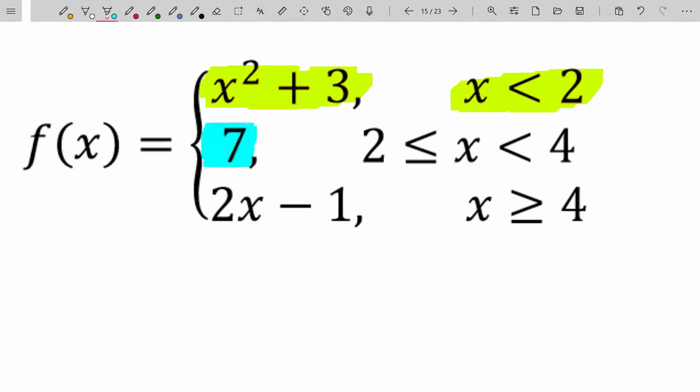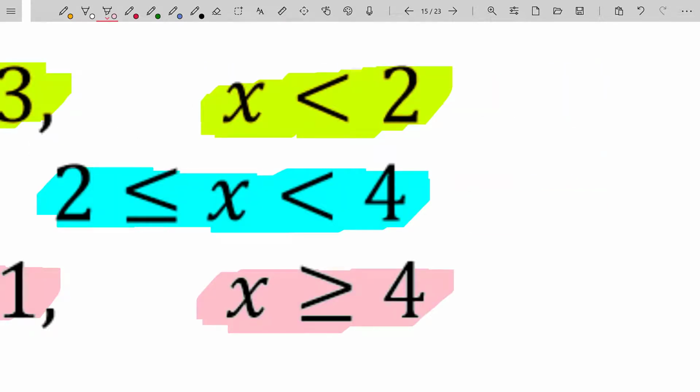F of x will be 7 as long as we're plugging in values of x greater than or equal to 2, but still less than 4. So numbers like 2.5 or 3.99 or 2. And finally, f of x is equal to 2x minus 1 as long as x is greater than or equal to 4. Notice that our conditions here cover all possible values of x. So if you had an x value of 0, 0 happens to belong in this group right here. If you plugged in, let's say 117, that belongs over here. If you plugged in pi, that belongs right there.